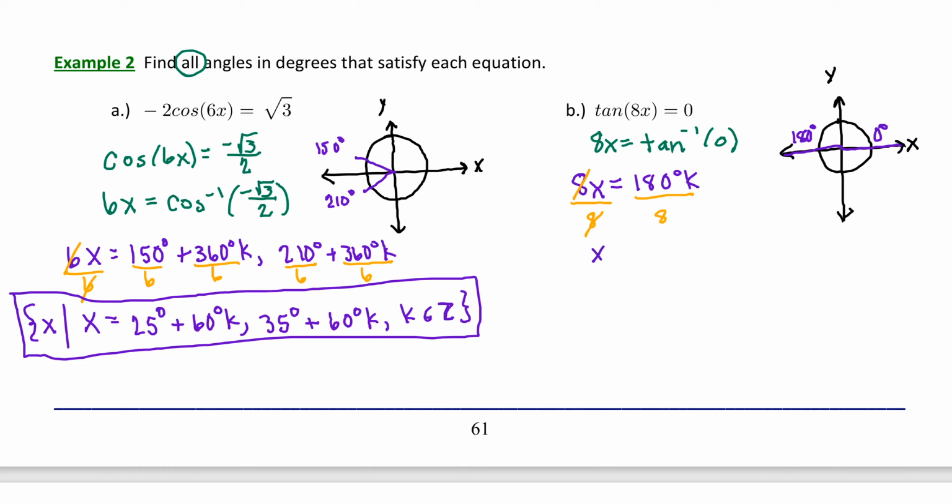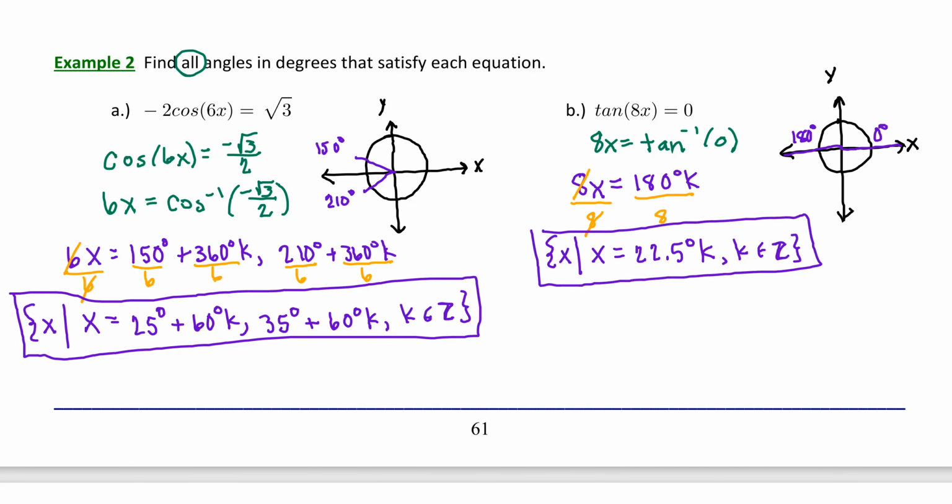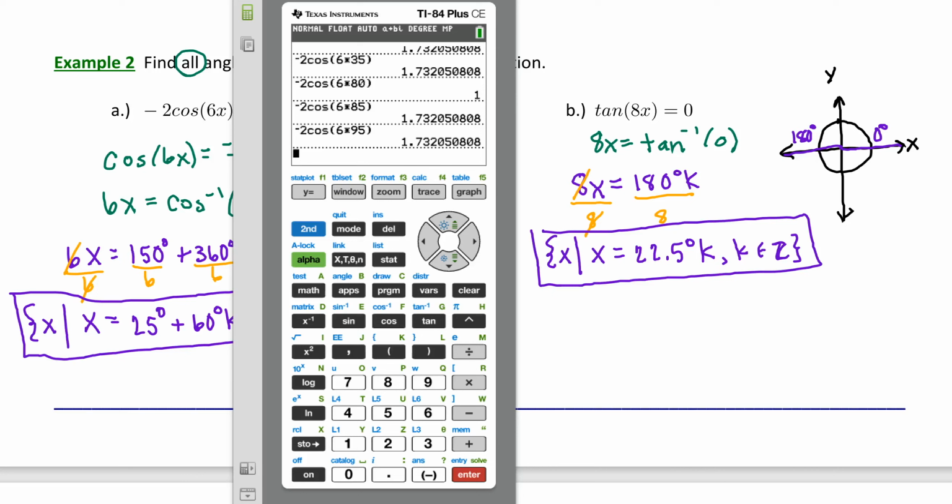And we'll find out that 180 divided by 8 is 22.5 degrees times an integer k. So let's dress this up so it's in set builder notation. Let's specify that k is an integer, and let's put a little effort into checking this answer. My calculator is set up for degree mode, so I'm going to start with my first solution. I'm just using k equal to 1 here. Tangent of 8 times 22.5 degrees. We're looking for a 0 on the other side, and we got it.